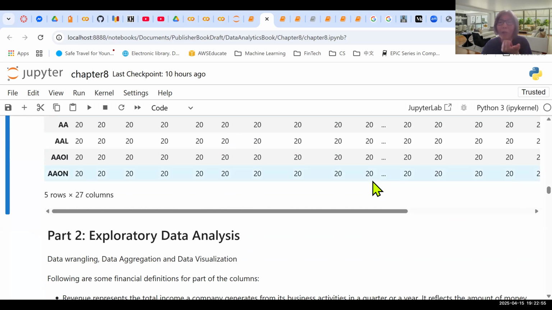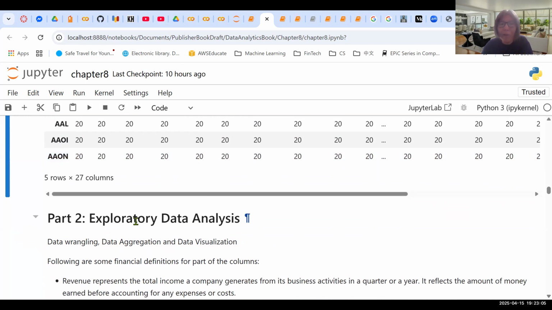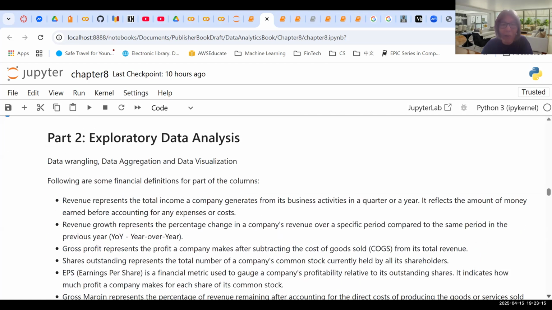Okay, so that's the first part, stage one of data analysis. Mainly you load the data and then you do data examination, and some data pre-processing and cleaning. The second part is data exploration. Exploration involves wrangling, aggregation, and visualization. Okay, so let's take a look.